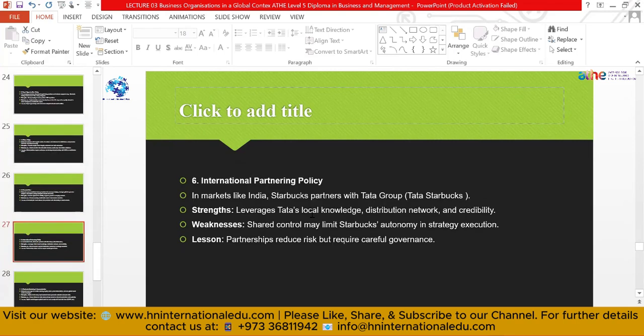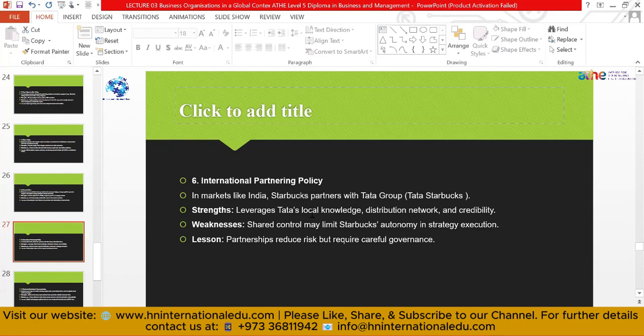International partnering policy: in markets like India, Starbucks partners with the Tata Group, as Tata Starbucks. Yes. What happens is that the Tata Group and the Ambani group are financing Starbucks a lot. That is why big people always come to their weddings, big fat weddings. Strength: leverages Tata's local knowledge, distribution network, and credibility. However, shared control may limit Starbucks' autonomy in strategy execution. Very true.